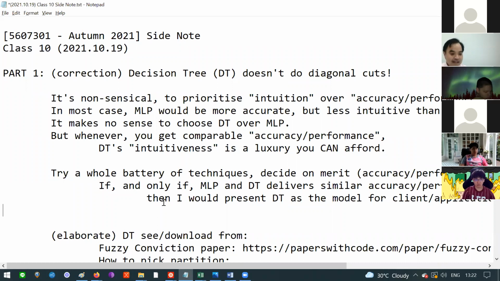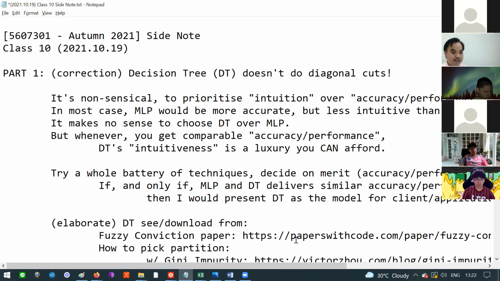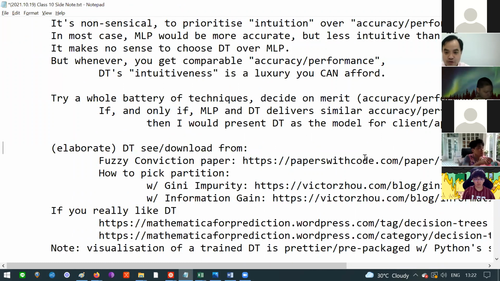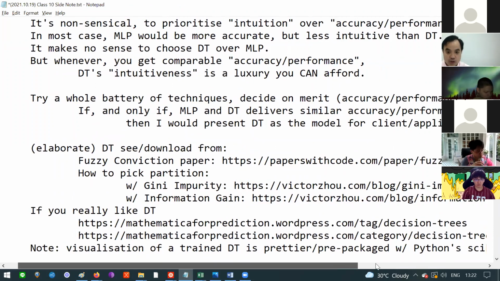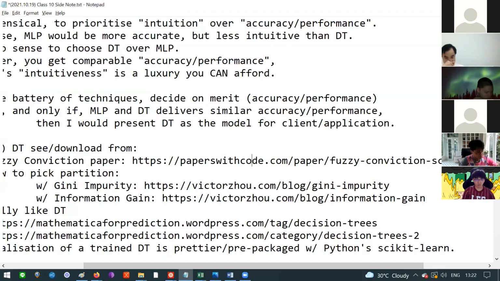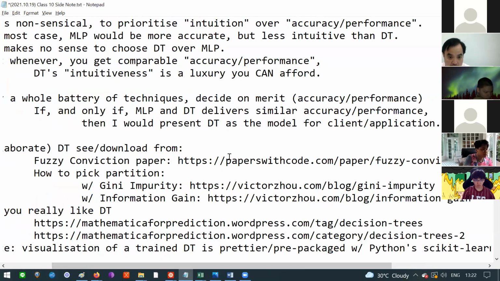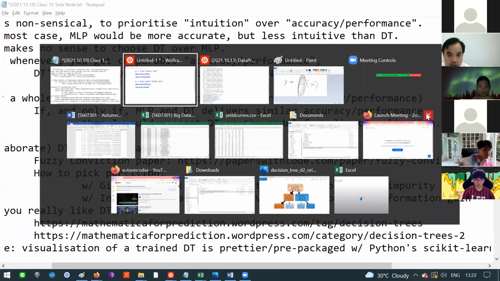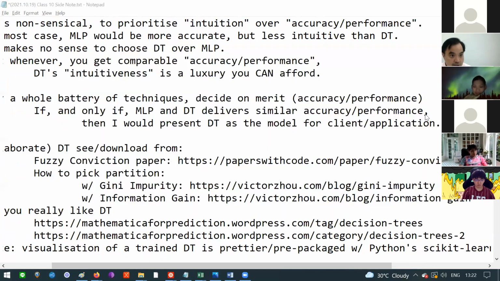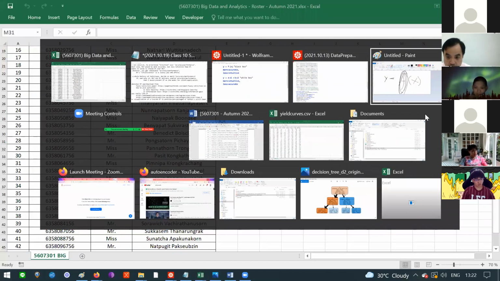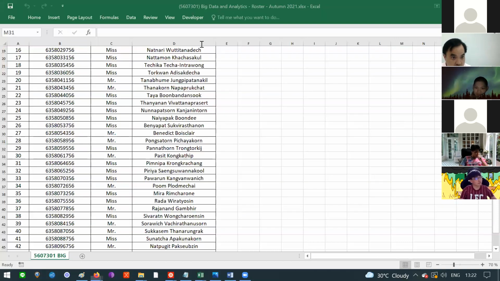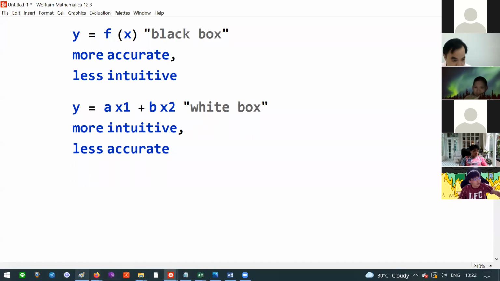So let me elaborate a little bit more on why decision tree is a good thing. This week I decided to go back a little bit, and that's why I asked you to go to this paper with code. Let's click on the link. Have you guys downloaded? I haven't, sorry, I just sent you the link, but I haven't downloaded.